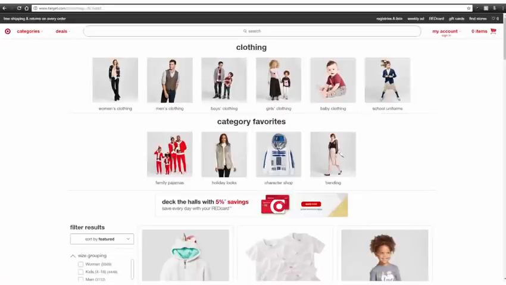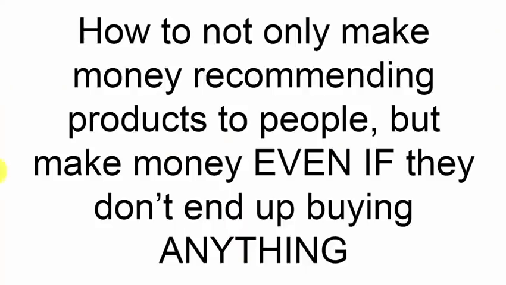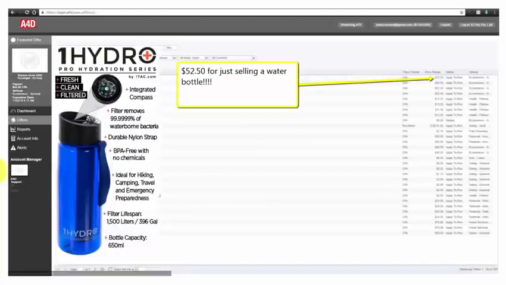You know, nowhere else has this ever been possible before, to take any product out there and recommend it to people and make money. Now, there's a third way that will make you even more money online for your online business. I call this how to not only make money recommending products to people, but make money even if they don't end up buying anything. In fact, you make even more money from this segment of products. This is called CPA marketing, cost per action marketing, and this is a little known secret.